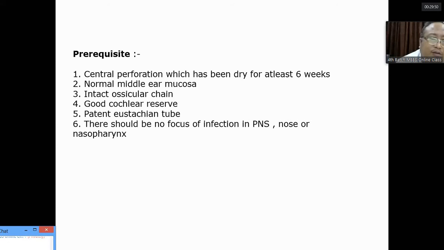A patent eustachian tube means there won't be any infections, and it is hard to do a test regarding the eustachian tube. And there shouldn't be any infection in the nose or any upper respiratory infection. If the patient comes to you during admission and you see the patient has an infection, just postpone that case.